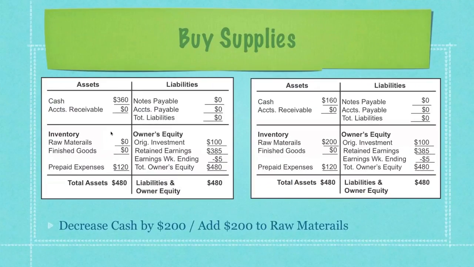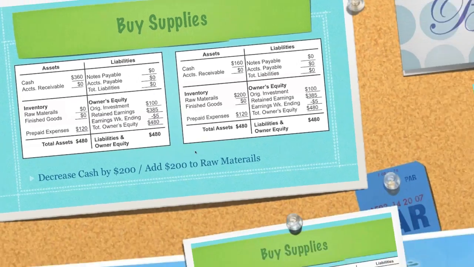If you want to buy supplies, everything is going to be affected right here on the left side of your balance sheet, meaning specifically cash and inventory, whether it's raw materials or finished goods. In this case, it's going to be raw materials. So we're going to buy $200 worth of raw materials, as you can see right over here, and we're going to add that $200 here and decrease cash by that same $200. But the right side, the liabilities part of your balance sheet, is not going to be affected.